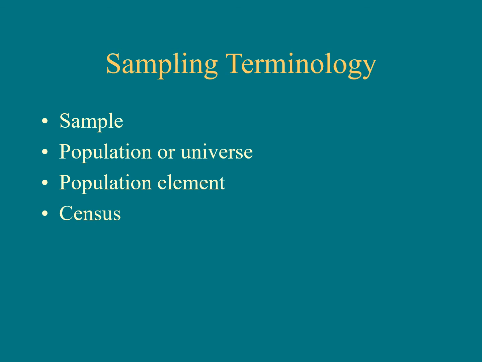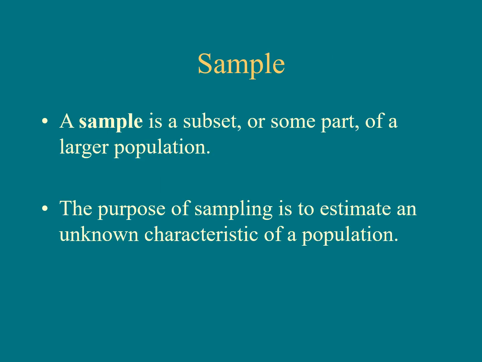Sampling terminology. Let's start with sampling terminology. In sampling, you will read about sample, population or universe, population element, and census. I will explain one by one these terminologies. Sample. A sample is a subset or some part of a larger population. The purpose of sampling is to estimate an unknown characteristic of a population.